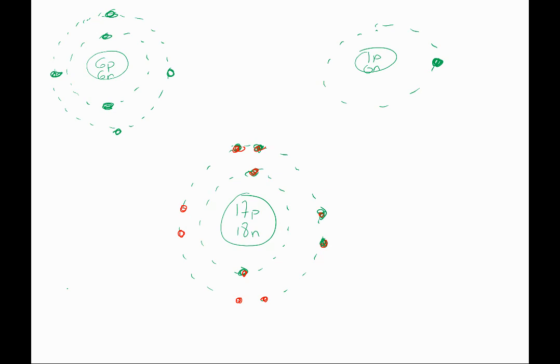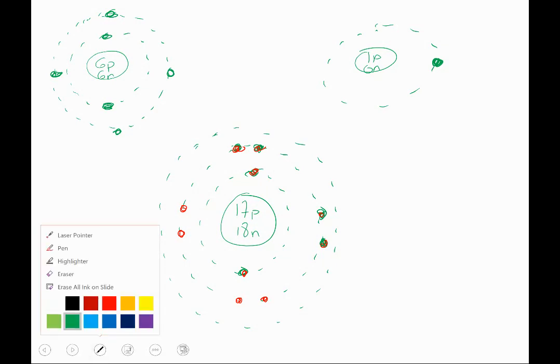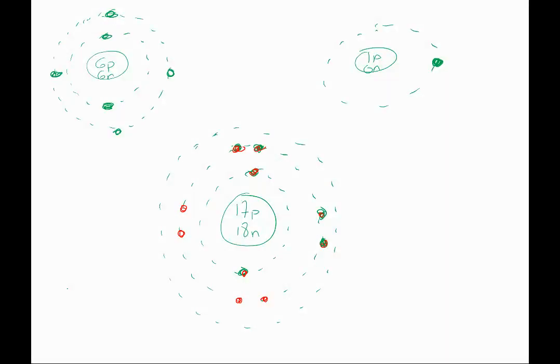And I'm going to count up what I have so far. 2 in the first orbit, 8 in the second, so that's 10. So I need 7 more. So I need another orbit. I'm going to go back to green. There we go. And now I'm going to go back to red. So I need 7 more: 1, 2, 3, 4, 5, 6, 7. And in this one, I would say that the outer orbit is almost full. It needs 1 more to be full.